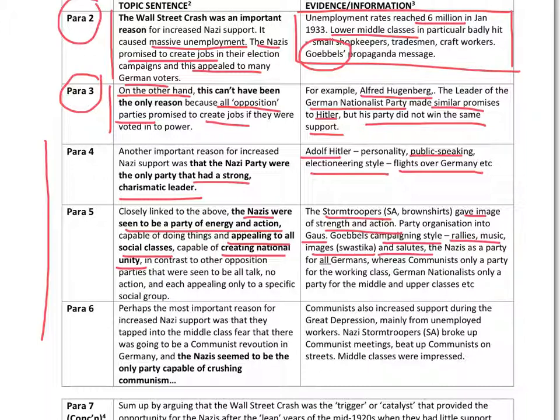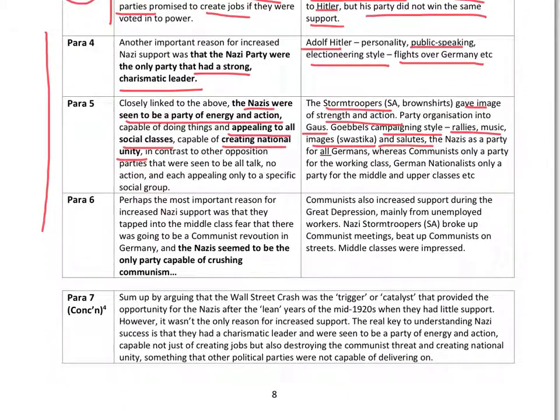And then the final paragraph, paragraph 6, the most important reason for increased Nazi support was they tapped in to the middle class fear that there was going to be a communist revolution, and the Nazis seemed to be the only party capable of crushing communism. So really, really hammer that point home.